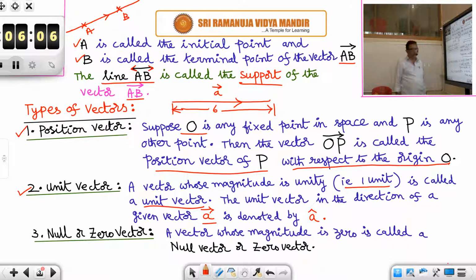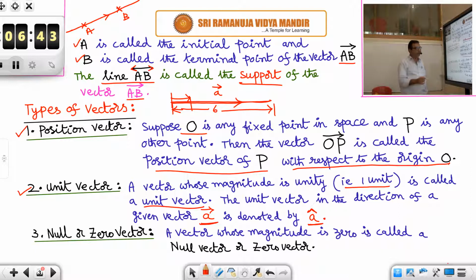Suppose A bar's magnitude is 6 units. Then in the direction of A bar, if you take a unit vector, that means if you divide this length by 6 and take only 1 unit, then you will get a unit vector in the direction of A bar. That is indicated by the symbol A cap. We read it as A cap. The unit vector in the direction of A bar is denoted by the symbol A cap. We write A and on the top of it we put a cap-like symbol. So A cap we read it.